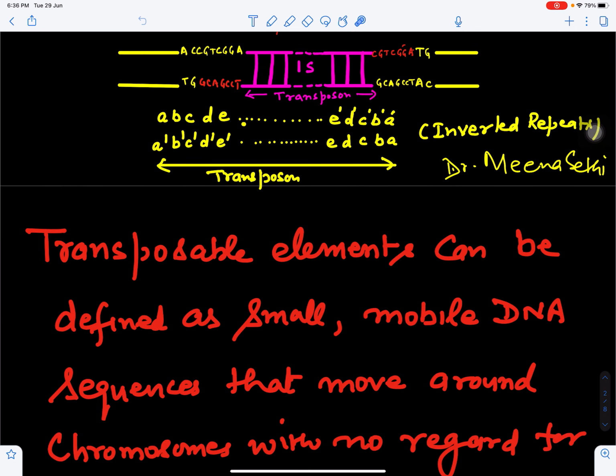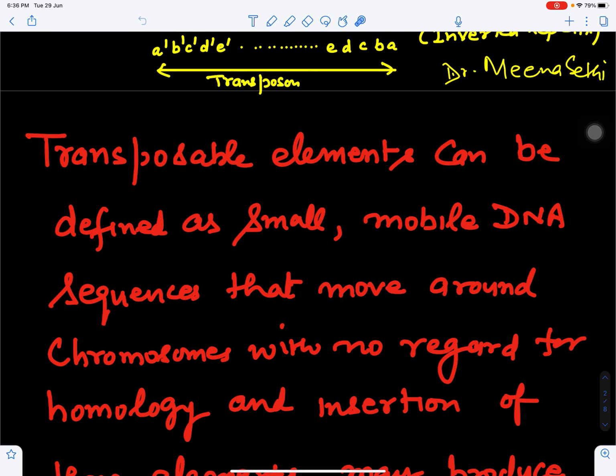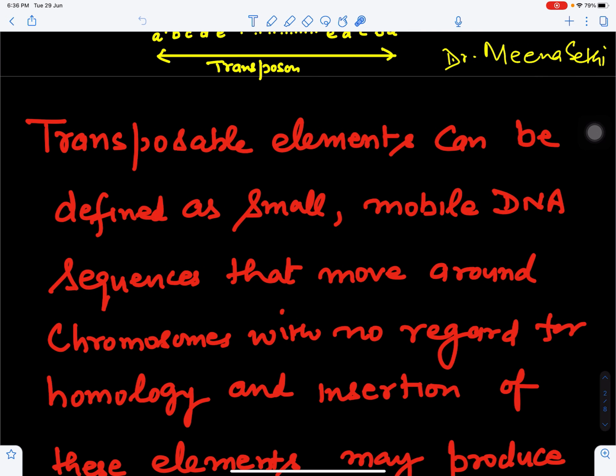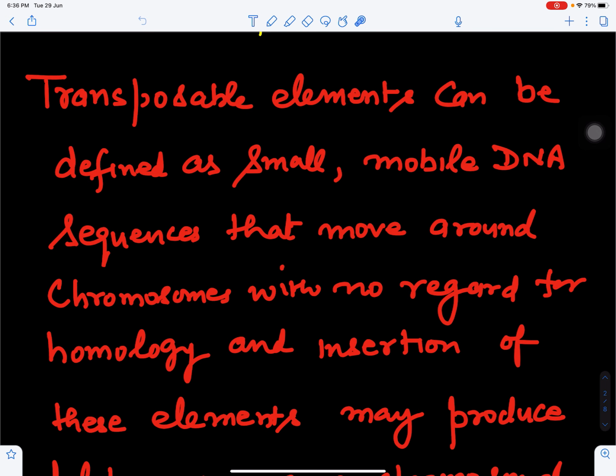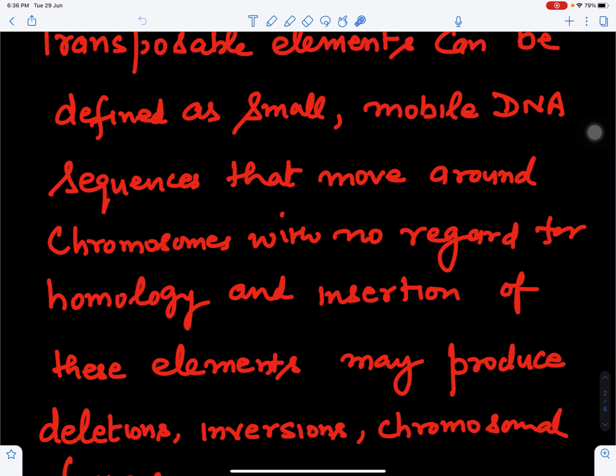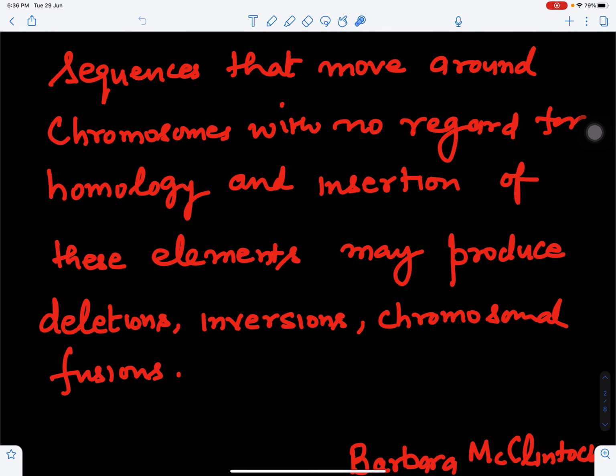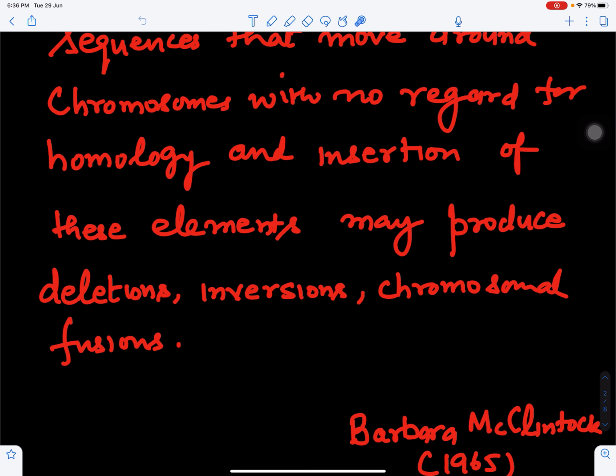Now, we can define transposable elements. Transposable elements can be defined as small mobile DNA sequences that move around the chromosome with no regard for homology, and insertion of these elements may produce deletion, inversion, and chromosomal fusions.